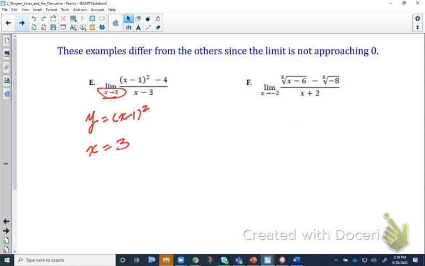And the one on the right is going to be y is equal to the cube root of x minus 6, and the x value that we're looking at again is given to you here to be a negative 2.